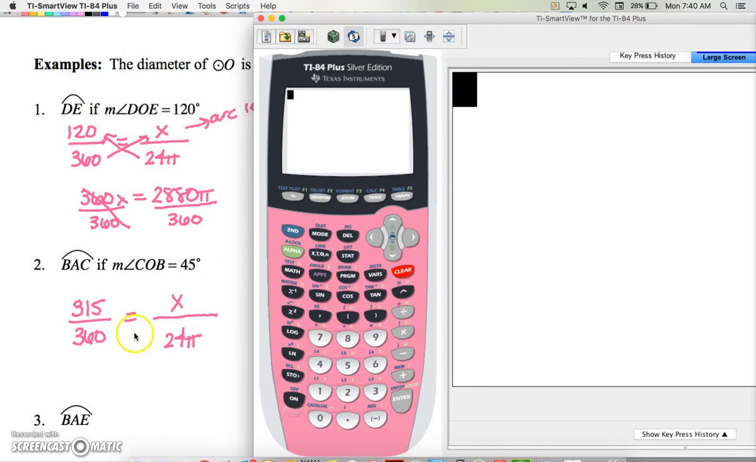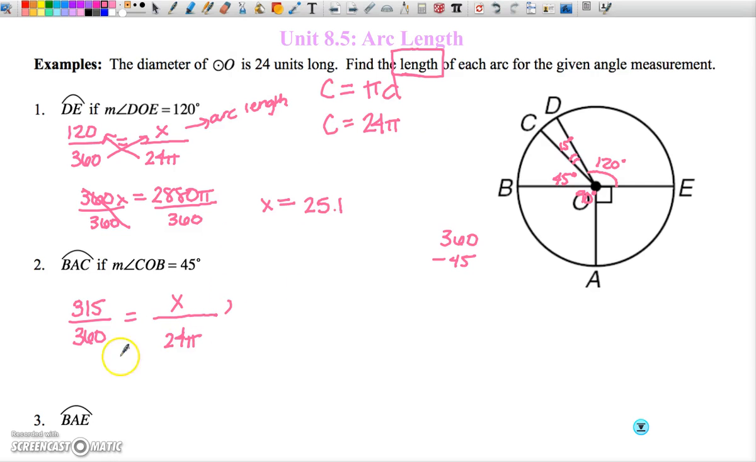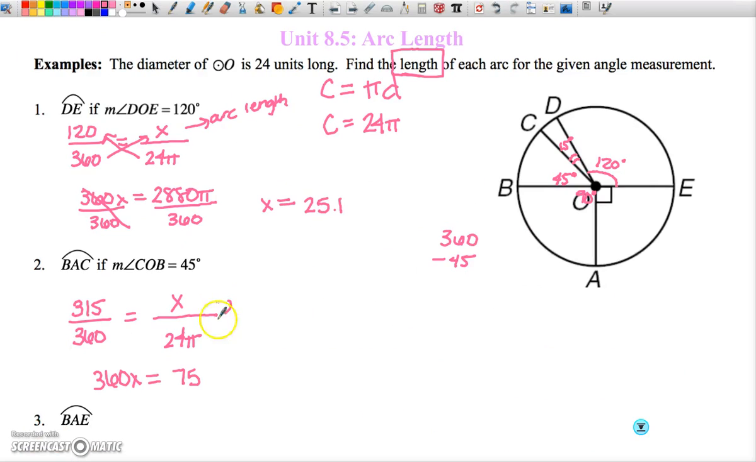Remember, you want to cross multiply. So we're going to get 360 times x, but we're going to do 24 times 315 and push enter, and we get 7,560. So we get 360x equals 7,560, and then we also have the pi on the end. Now I'm going to divide by 360 on both sides.